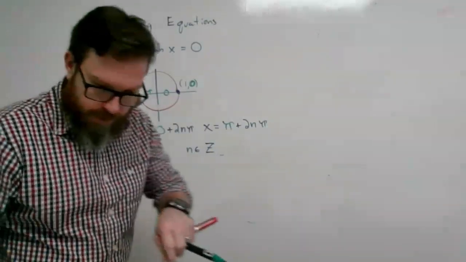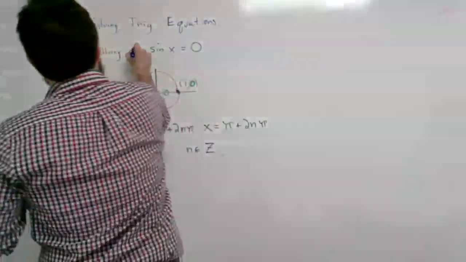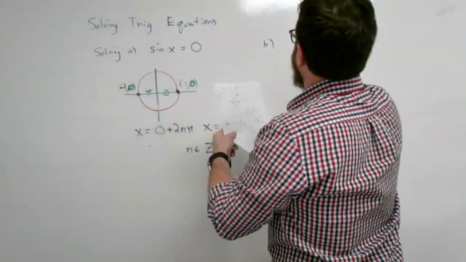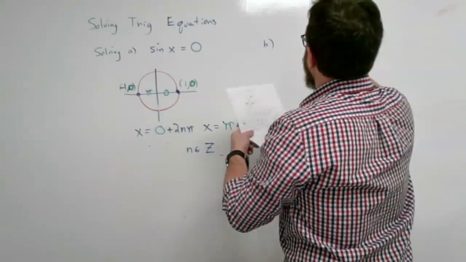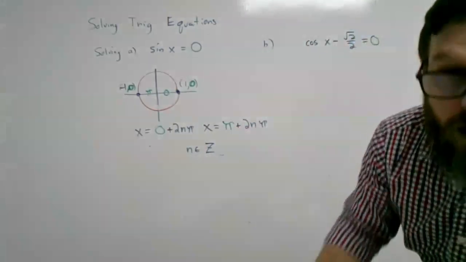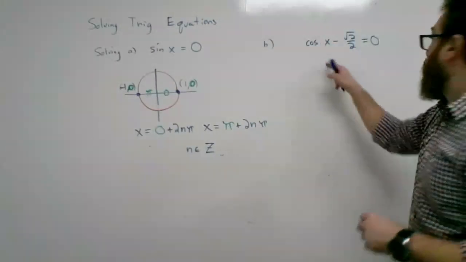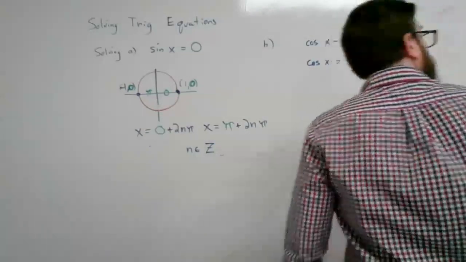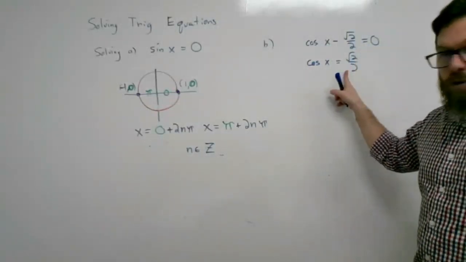If I want to solve other ones, say b, the cosine of x is equal to root 2 over 2. Let's say cosine x minus root 2 over 2 is equal to 0. So the way we solve our equations is we have to isolate the most complicated structure, being the cosine function. So the cosine of x being equal to root 2 over 2, which means I have to find root 2 over 2 on the unit circle, but in the x coordinates.